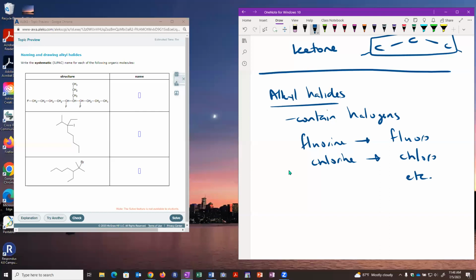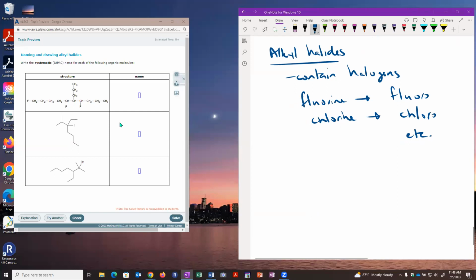All right, so here we're taking a look at naming some of the organic compounds that have halogens in them. We're going to call these alkyl halides generally, or sometimes they're called haloalkanes, depending on what else we have in the molecule. Haloalkanes would have halogens as part of the alkane itself. When you have these halogens present, things like fluorine, chlorine, bromine, etc., when you incorporate them into the name, the actual name changes. Fluorine becomes fluoro, chlorine becomes chloro, and so on and so forth. So the same thing is going to apply here.